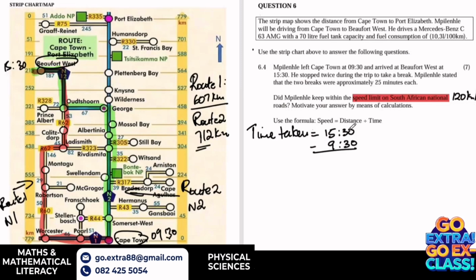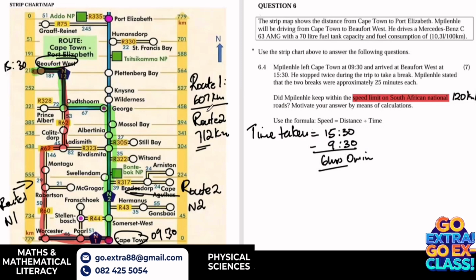If we subtract 30 minus 30, it gives us 0 minutes. Now if we subtract 15 minus 9, it gives us 6 hours. So the trip took exactly 6 hours from the starting point until its destination.